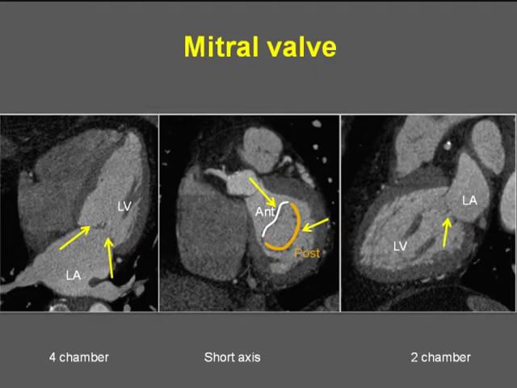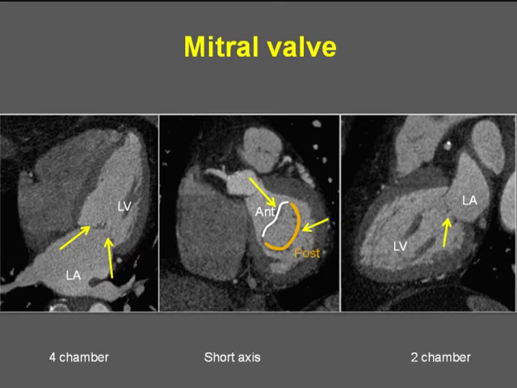How about the mitral valve? For the mitral valve, the planes that work best are the four-chamber. This is the short axis at the level of the base of the heart. And here is a two-chamber view of the left heart. And you can see that the mitral valve has been depicted by these red arrows.